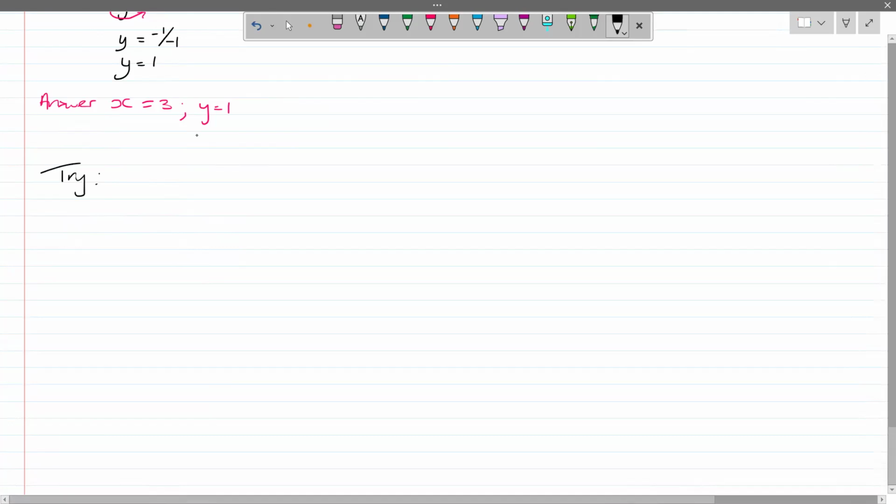Didn't understand it. Let's try this one. 3x minus 4y is equal to negative 24. And we have 5x plus 4y is equal to 24.